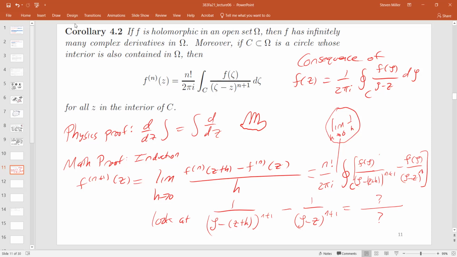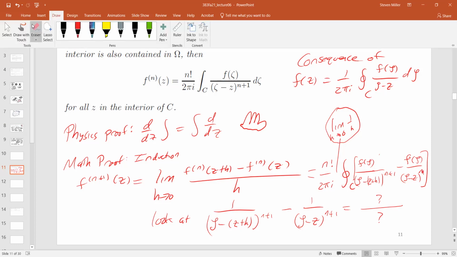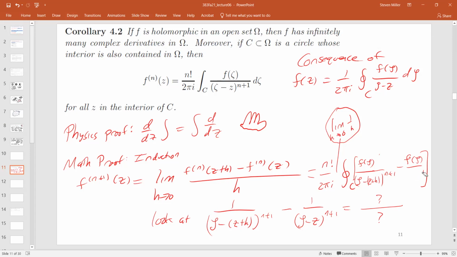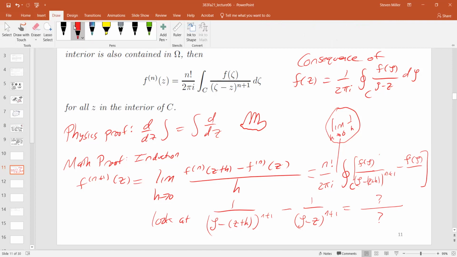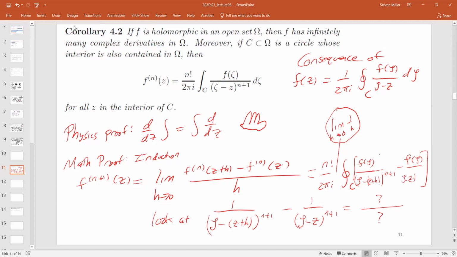Let's see. Trying to write things this way. So this would be zeta minus z to the n plus 1. And now it's just algebra to go through and look at this. And the book goes through and does this in all the detail. All the ideas are done at this point. You then just plug everything in and go forward. If you could just differentiate under the integral sign, it would be a lot easier.